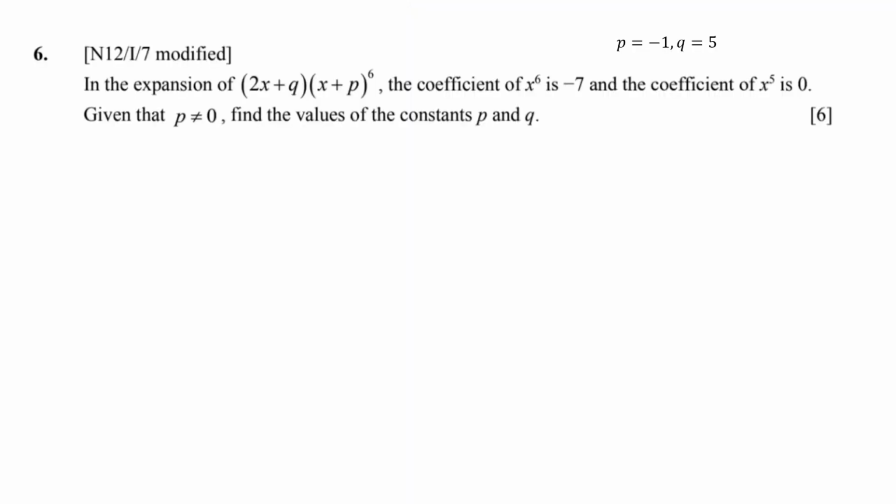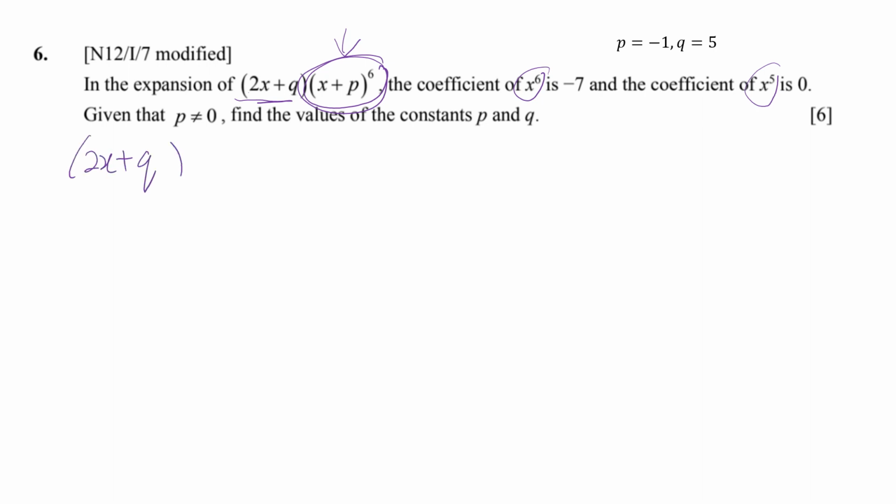All right, let's look at question 6. Okay, so for question 6, if you're going to take these factors, multiply with this, we're interested in x to the power of 6 and x to the power of 5. If you're going to expand this term here, there's going to be 7 terms, which is really not necessary to do. We just need to find out what are the terms that we require to multiply with your 2x and to multiply with the q to get x to the power of 6 and x to the power of 5.